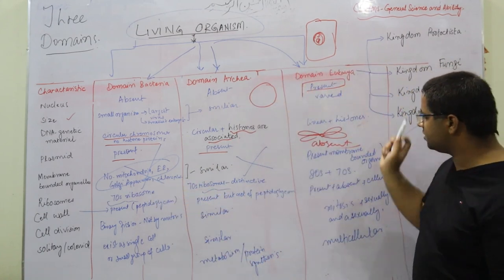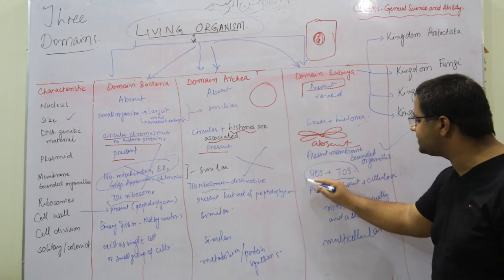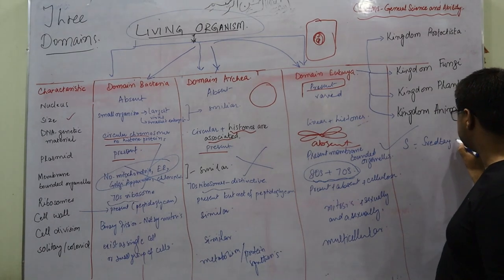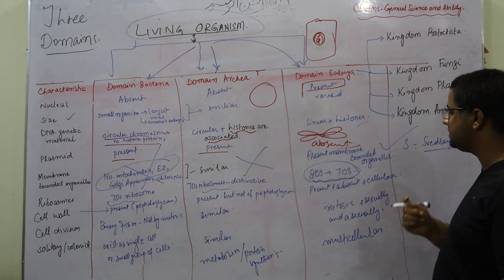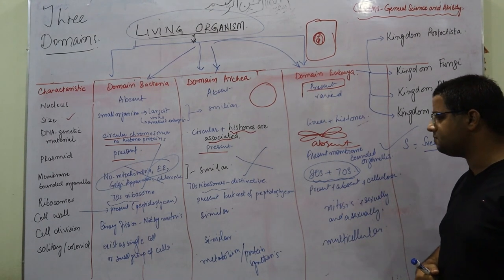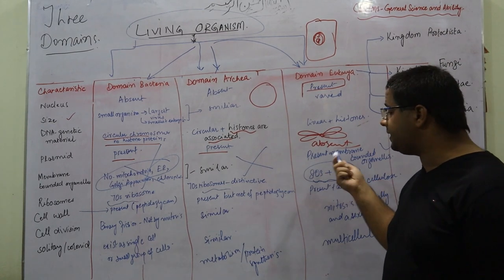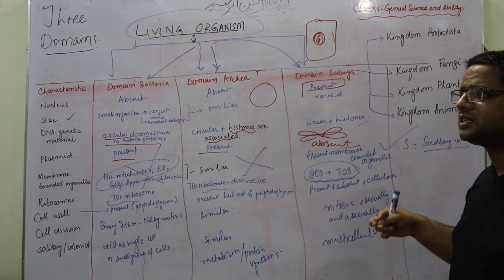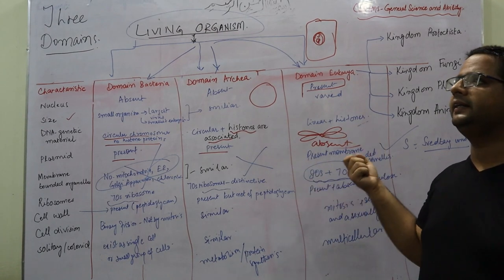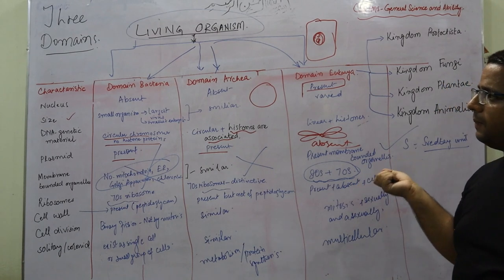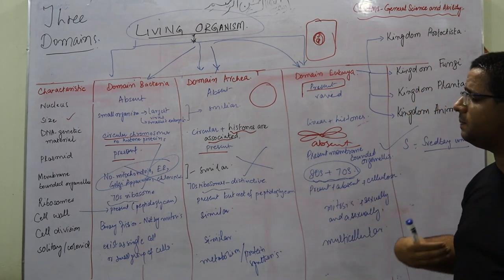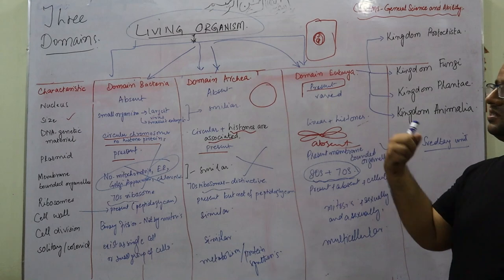While domain eukaryota contains both 80S and 70S ribosomes. S means Svedberg unit, the rate at which they settle in centrifugation. So they have the largest ribosomes and they are involved in protein synthesis. The 80S ribosomes are present for nuclear-directed protein synthesis, while 70S are present in the chloroplasts and mitochondria of the cell. They are similar because these two organelles have evolved from previous organisms that were engulfed by the eukaryotic cell.